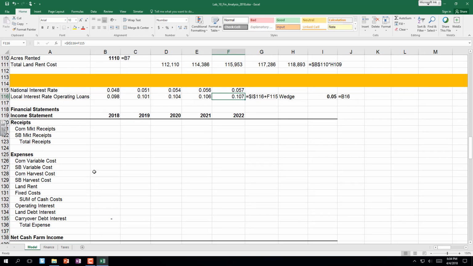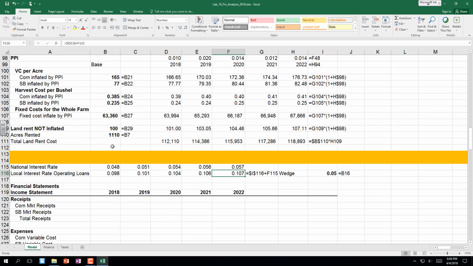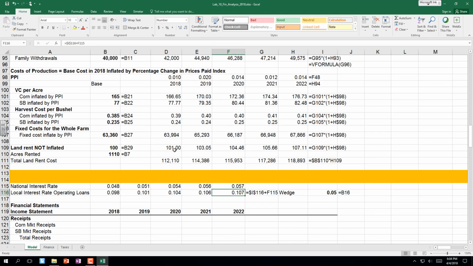On land rent, it says land rent not inflated. Is it inflating it? I did, just for right now. Okay, let's change out that not inflated. Okay? Land rent got inflated today. In the homework, I think it says don't inflate it.